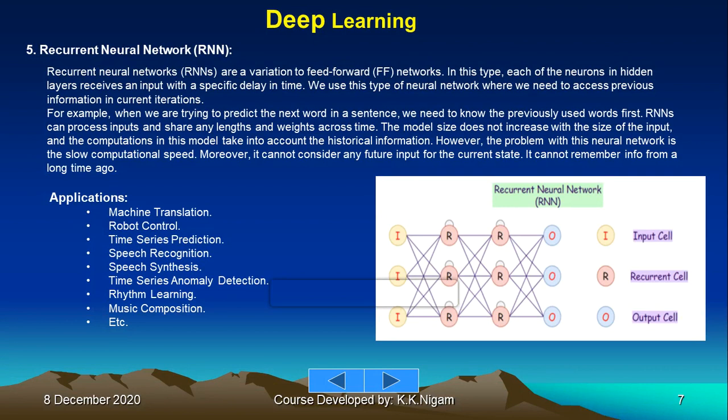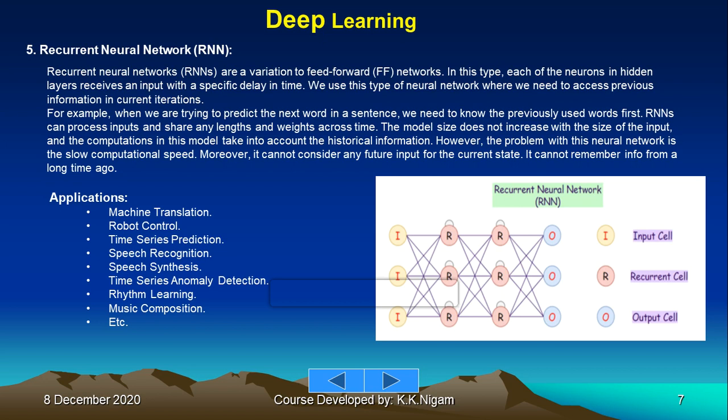Now, RNN, that is recurrent neural network. Recurrent neural networks are a variation of feed-forward network. In this type, each of the neurons in hidden layers receives an input with a specific delay in time. We use this type of neural network where we need to access previous information in current iterations. For example, when we are trying to predict the next word in a sentence, we need to know the previously used words first. RNNs can process inputs of any length and share weights across time. The model size does not increase with the size of the input, and the computations in this model take into account the historical information.